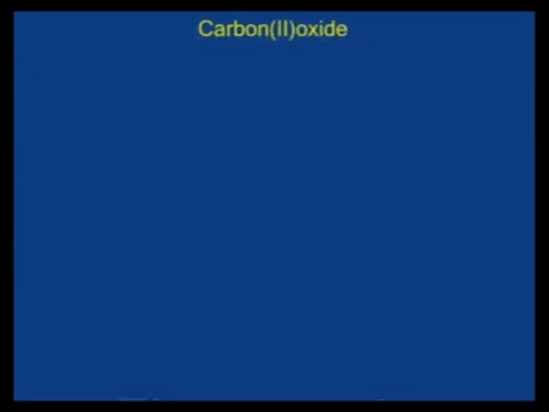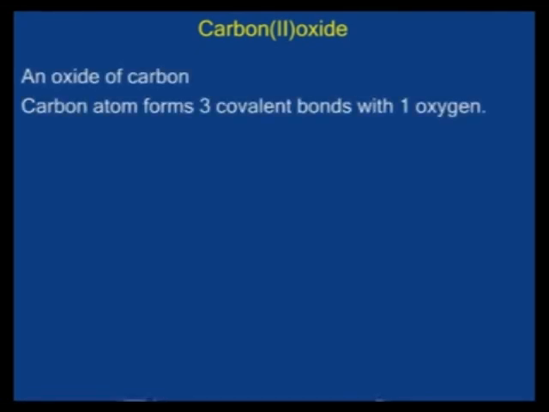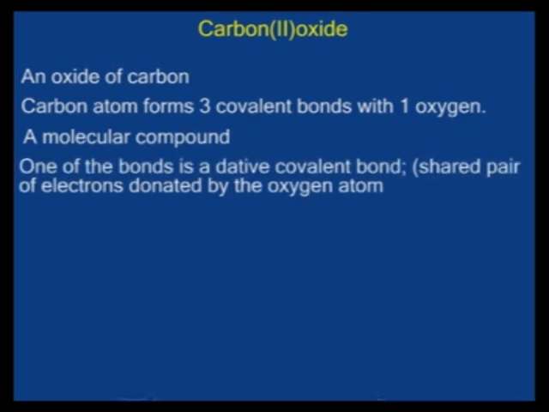The other oxide of carbon is carbon 2 oxide, also called carbon monoxide. Now, this is an oxide of carbon in which the carbon atom forms 3 covalent bonds with 1 oxygen atom. Carbon 2 oxide is a molecular substance. However, one of the shared electron pairs is donated by the oxygen atom alone. It forms a dative covalent bond that we call coordinate bond in the previous chapters.